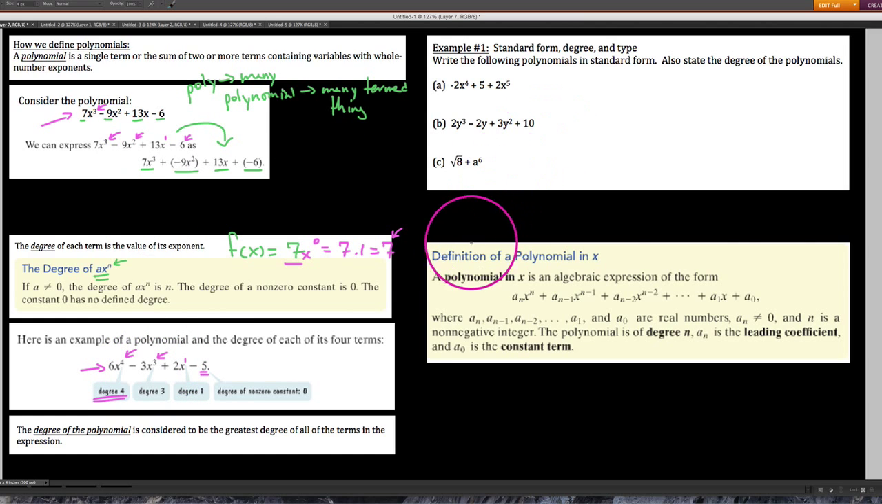And then the last thing I want to mention here before we move on to these examples is that you'll notice in each of these polynomials that I've listed here, the exponents are listed in descending order.